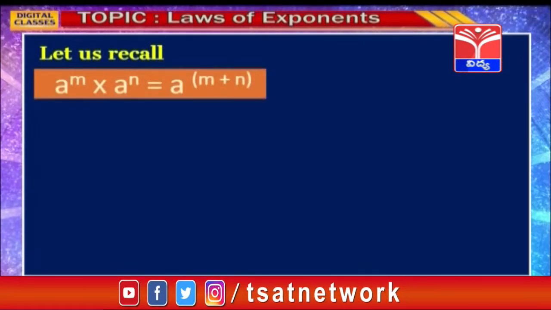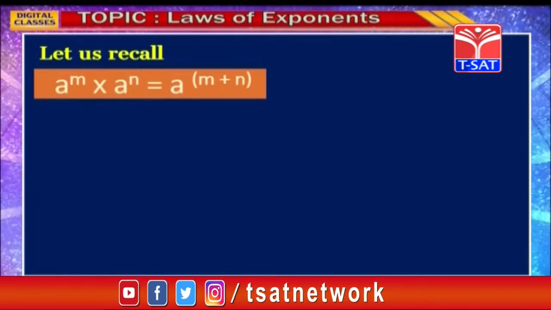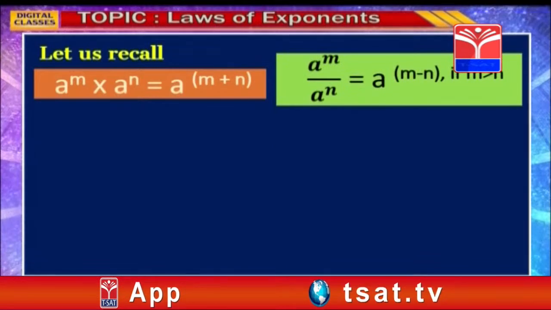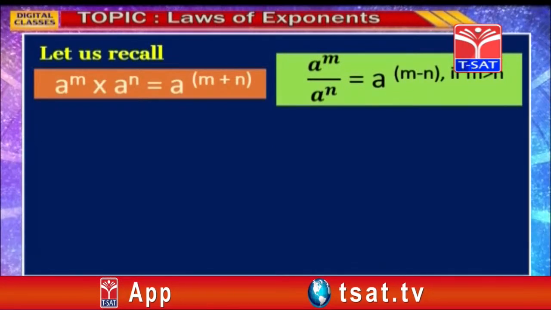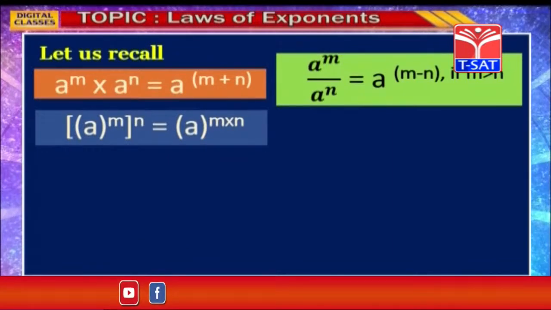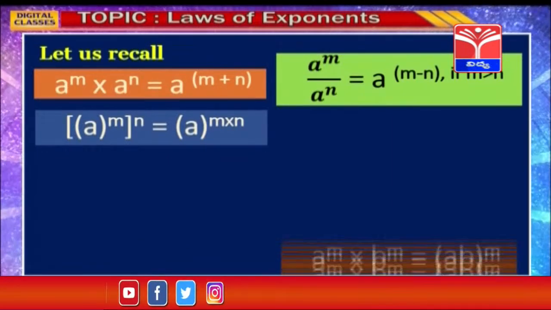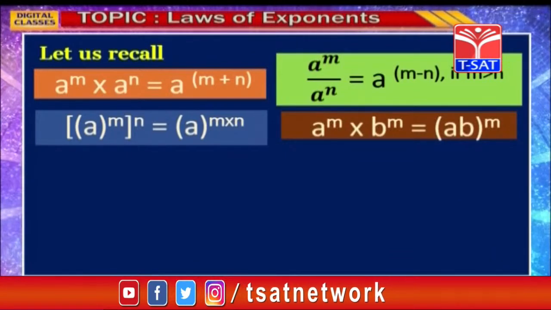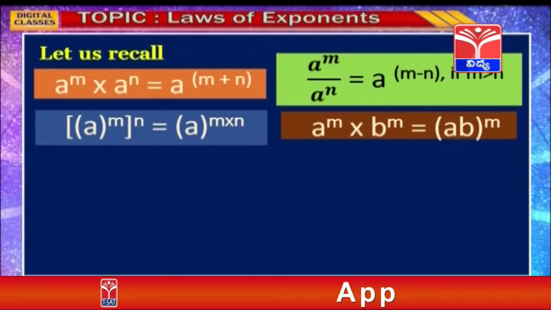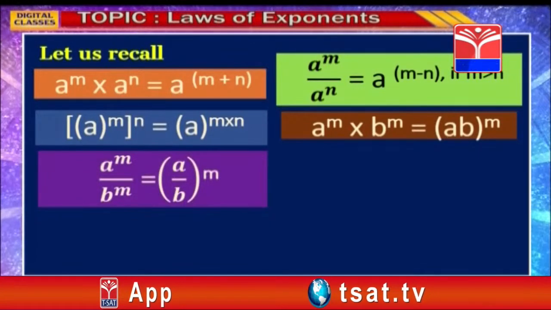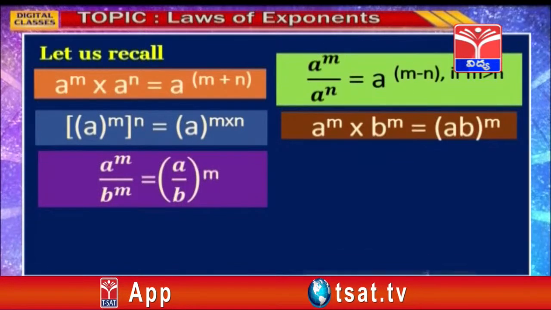A to the power of m into a to the power of n is equal to a to the power of m plus n. A to the power of m by a to the power of n is equal to a to the power of m minus n when m value is greater than n. A to the power of m whole to the power of n is equal to a to the power of m into n. A to the power of m into b to the power of m is equal to ab the whole to the power of m. A to the power of m by b to the power of m is equal to a by b whole to the power of m.